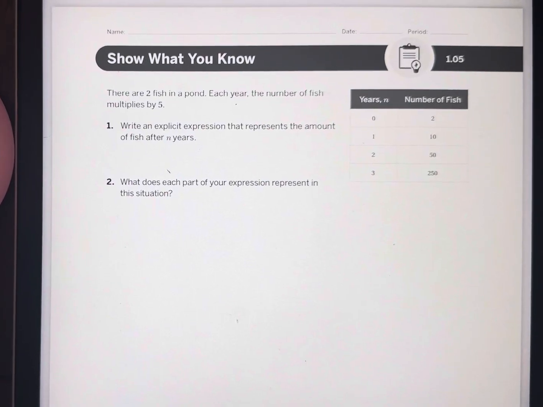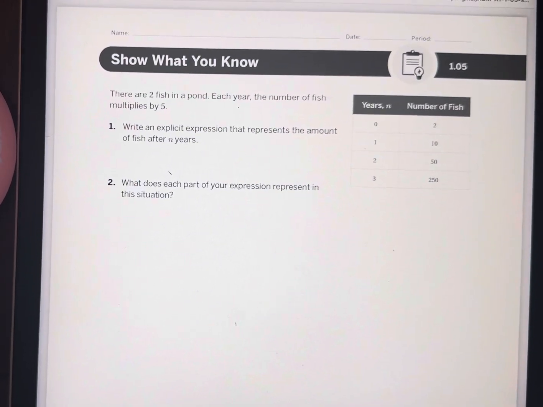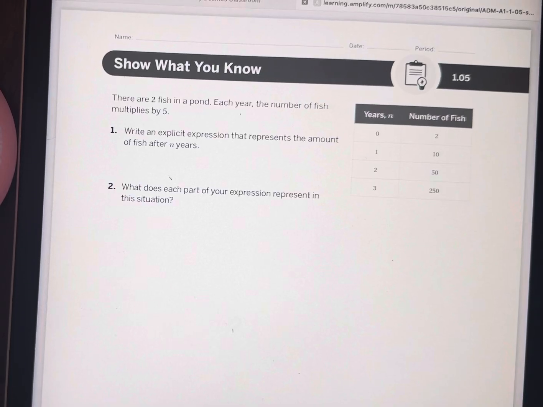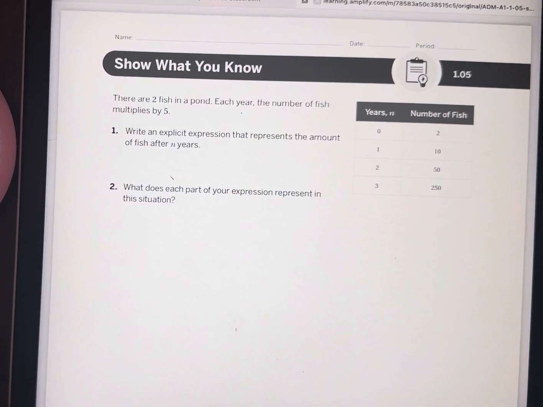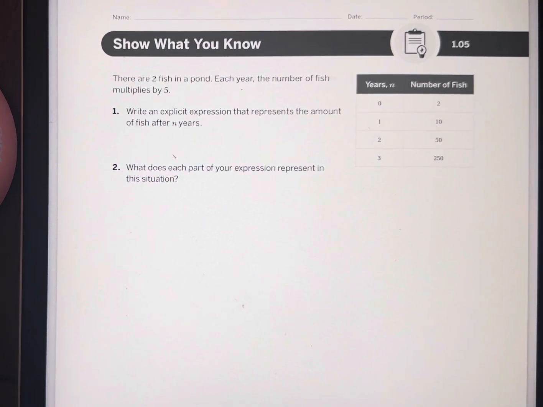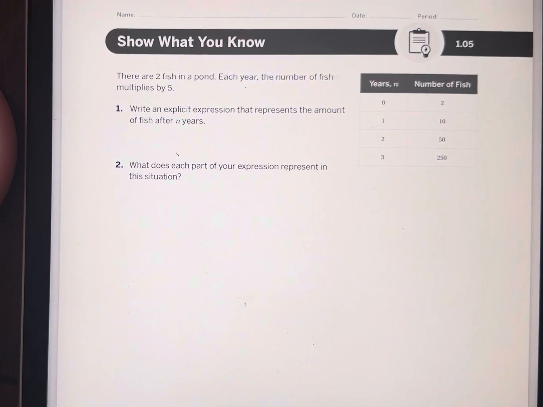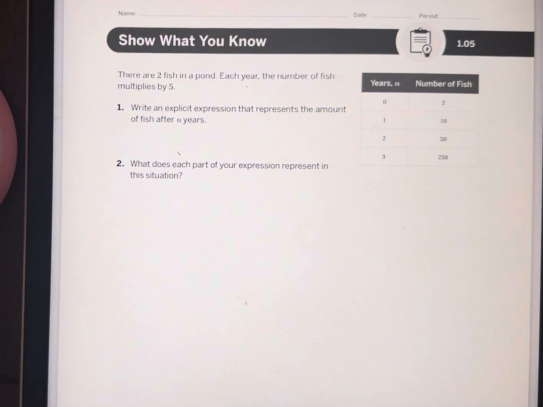Hey guys, I wanted to make a quick walk-through video for you of this warm-up in case you get stuck, because this is writing an explicit rule, which is very important.